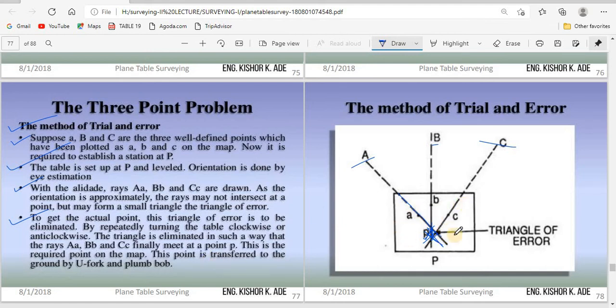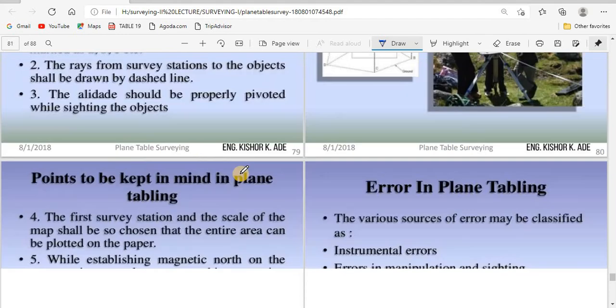Okay, once you get the perfect point, you can establish it on the ground with the help of a plumb bob. So this is nothing but the trial and error method. You have to repeat the process again and again, so that an accurate value is achieved.